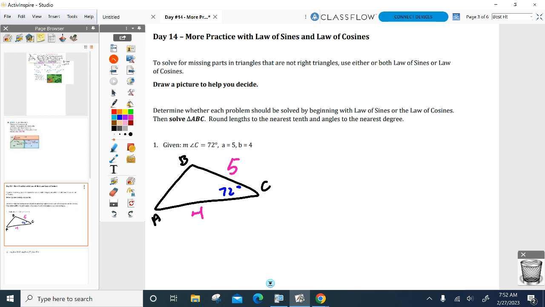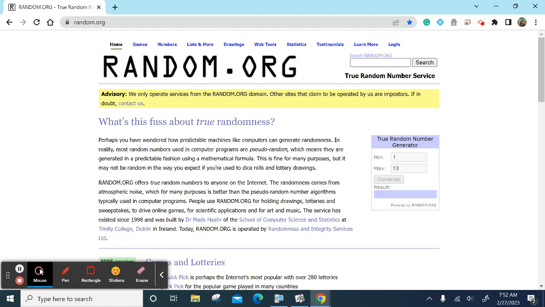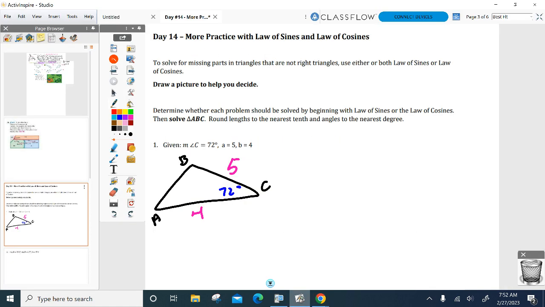To find what, though? What can I use law of cosines to find up here? Which side or angle? Talk to me. Side C. Good. Side C, a.k.a. AB, right? So here we go. We're going to find side C or side AB, whatever you want to call it, using law of cosines. Guys, that is the only way we can start this. Maybe after we find side C, we can go in different directions, but this is where all of us have to start.